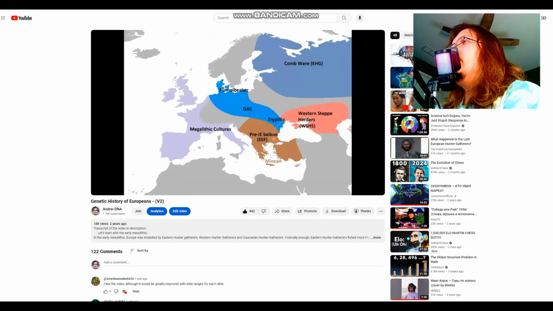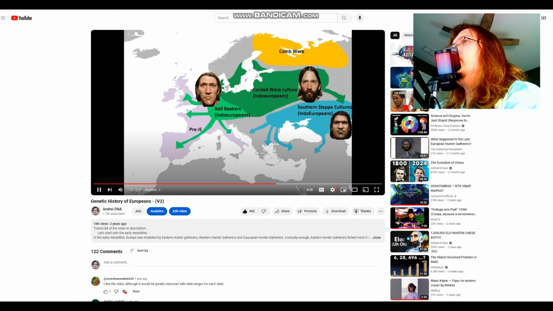Western steppe herders mixing with the globular amphora and the funnel beaker culture created the Corded Ware and bell beaker cultures. Both took the Indo-European languages from the Yamnayans. Interestingly... Okay, yeah, I agree. I mean, it's pretty spot on.